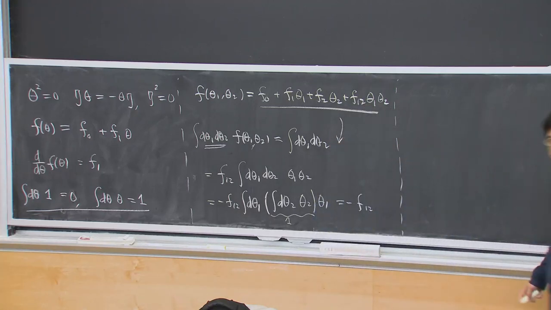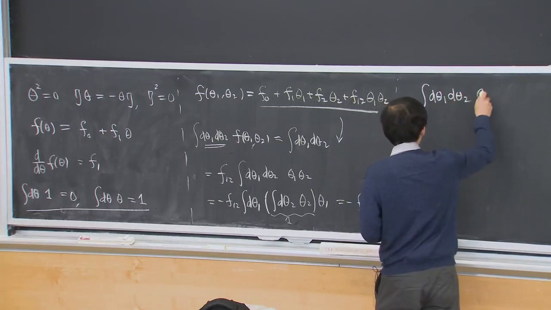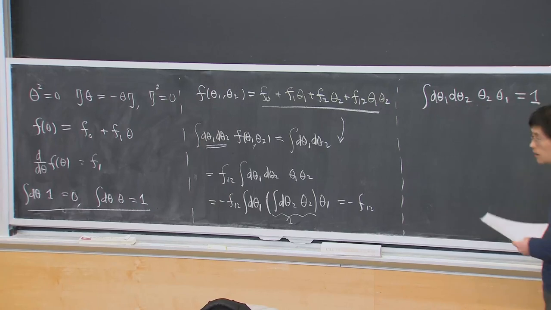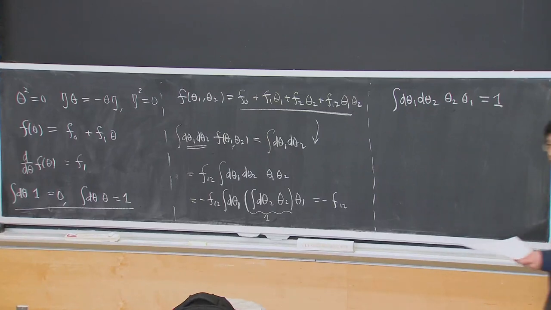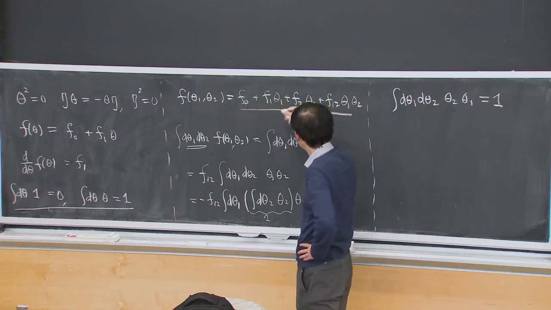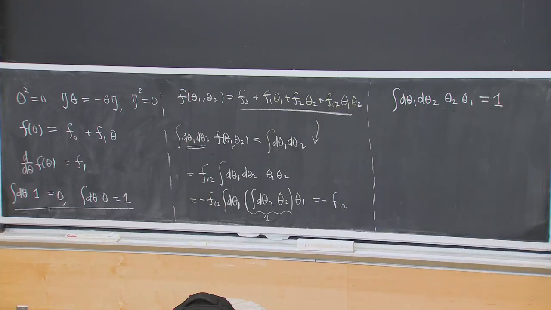Similarly, you can do integrals with an arbitrary number of variables. Just keep in mind that the integral of d theta 1 d theta 2 of theta 2 theta 1 is equal to 1. So you do this integral first, then that one, and you get the right order. Any questions on this? Yes? Here we just take them to be ordinary numbers, so they can be complex numbers. That's right. Other questions? Okay, good.